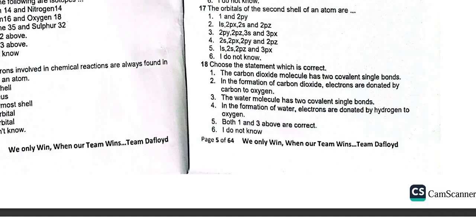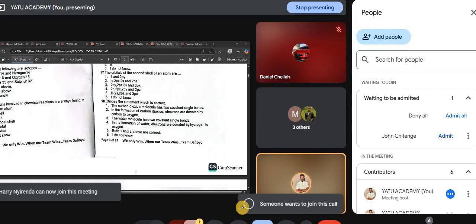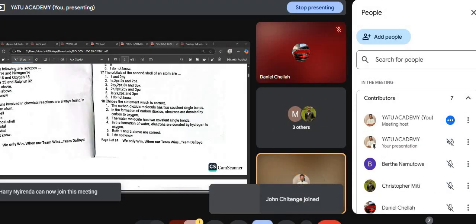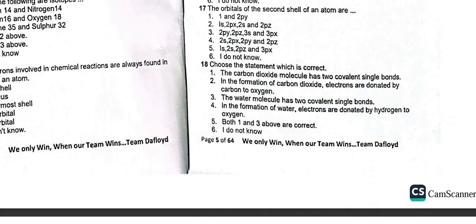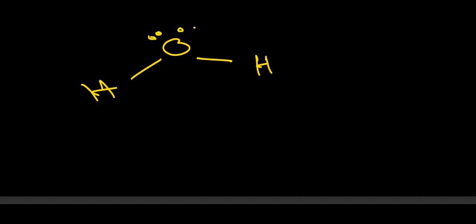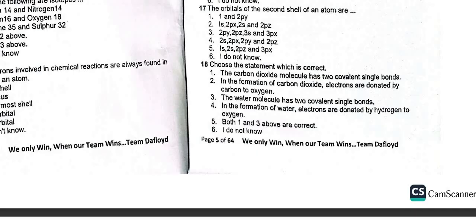Then number 3, the water molecule has 2 covalent single bonds. This is true. So this is true because water, you already learned, has a V shape, or rather it's bent. Water is like this. These are single covalent bonds. You're seeing that. Of course, there are lone pairs there, but these are single bonds. So number 3 is correct.